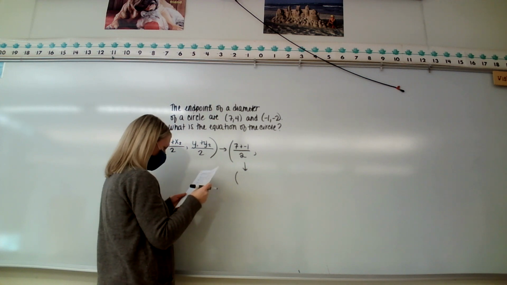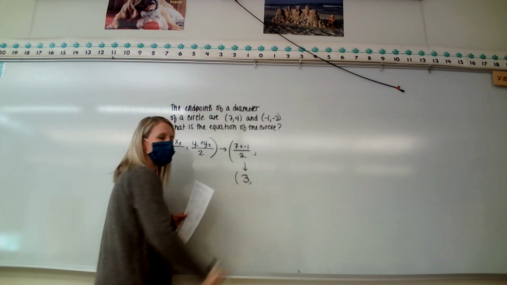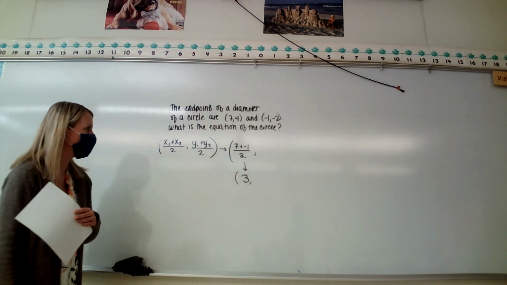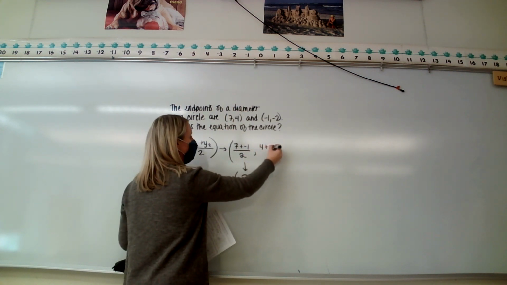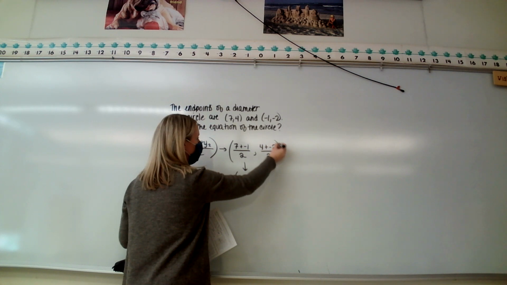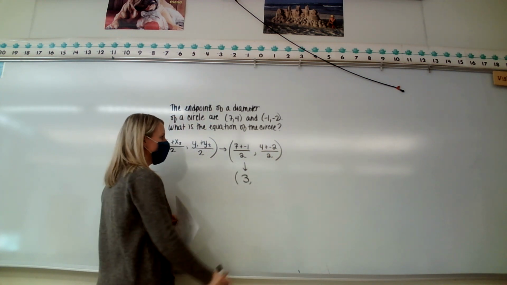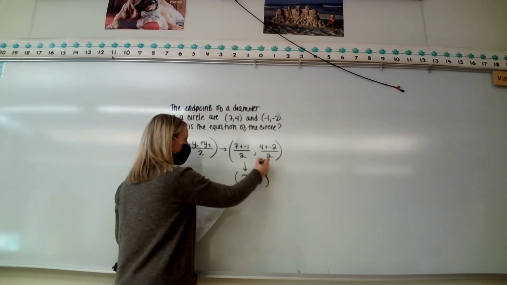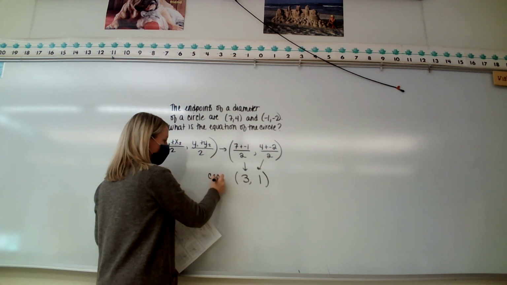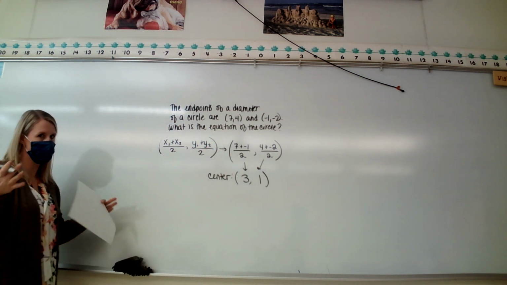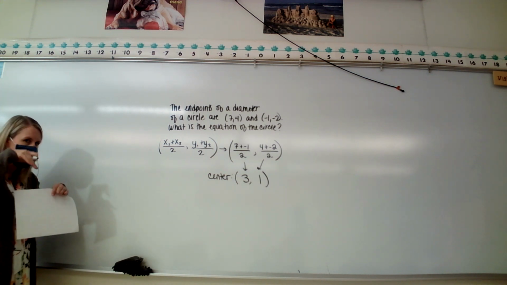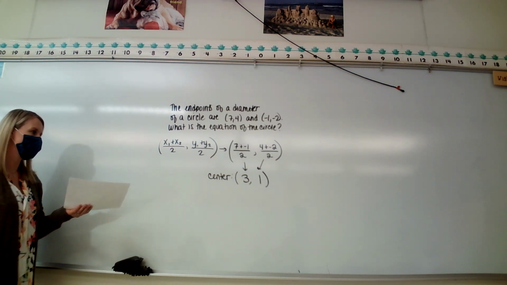Oh, I'm looking at the wrong problem. Yep, that's 3. Okay. Sorry, I was looking at the wrong problem. I was confused. And then I'll average the y's. So just add the y's up and divide by 2. There's 1. Okay, oh, we have the center now. That wasn't that bad. So if you have 2 points on the end of a diameter, the center is right in the middle, right? And we just found it pretty quickly.